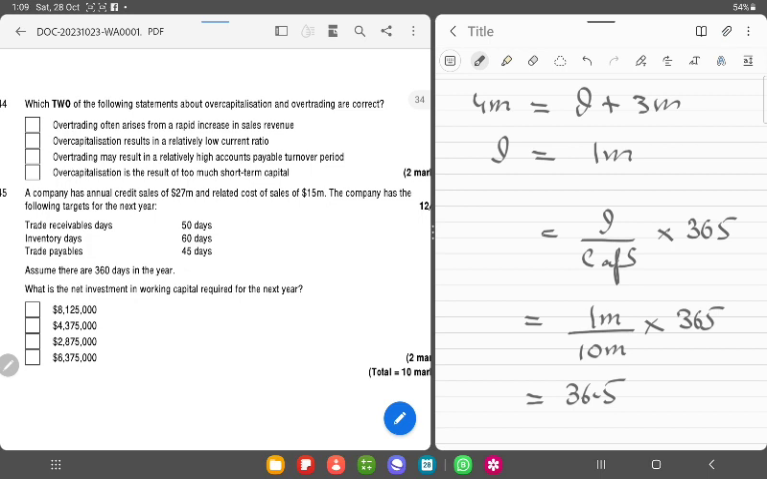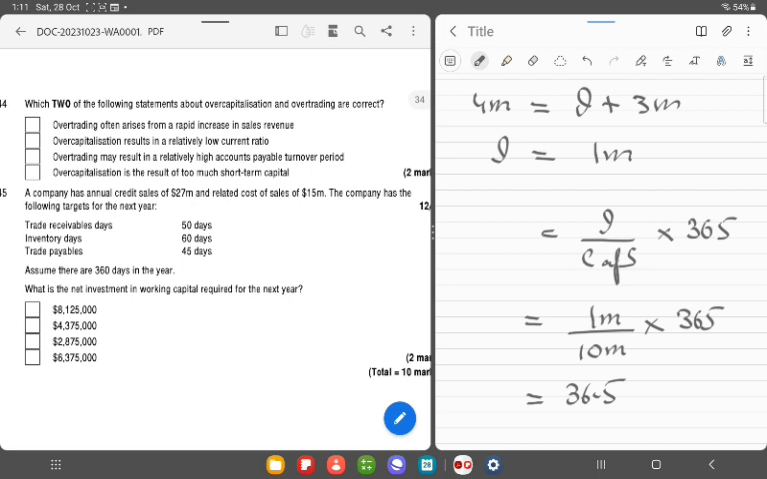Second, overcapitalization results in a low current ratio. Overcapitalization is a situation where we have more debt and equity than assets, right? If we have received more debt, then cash will increase. So if cash is increasing, this is a positive impact on the current ratio rather than a negative impact.